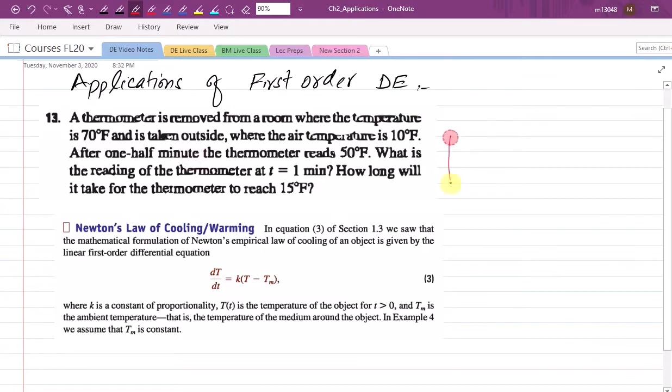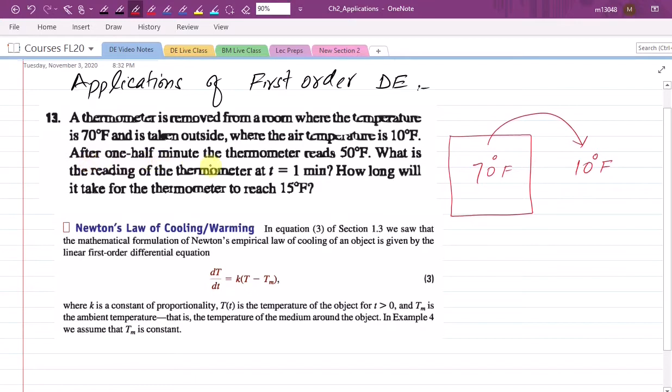So inside the room, the temperature is 70 degrees. Now, of course, if the temperature of the room is 70 degrees, the thermometer shall read the same. And it is taken outside, where the air temperature is 10 degrees. It means the thermometer will start cooling down, because inside the room the temperature was higher and outside the room the temperature is lower. The 70 degrees temperature will start coming down.